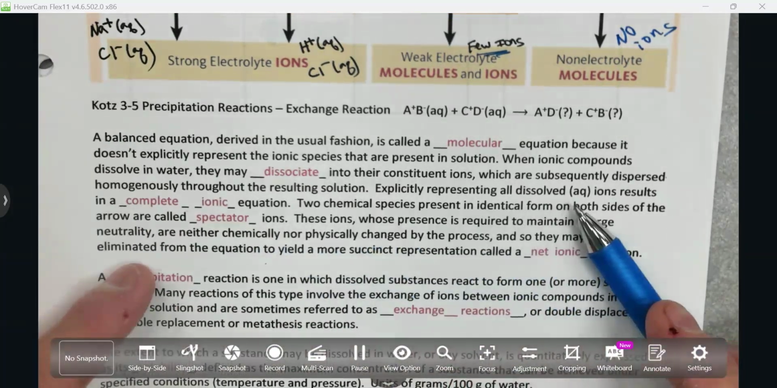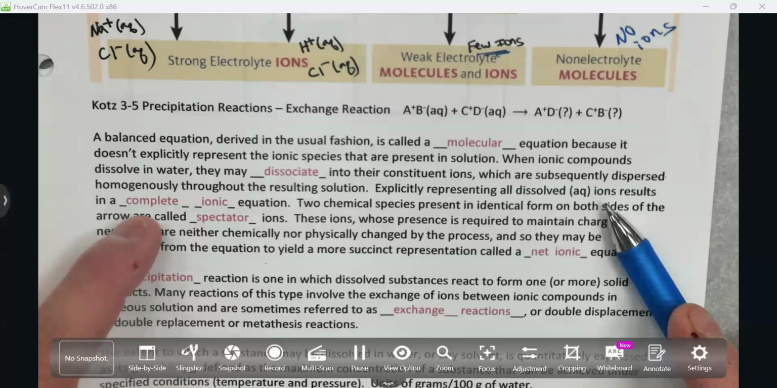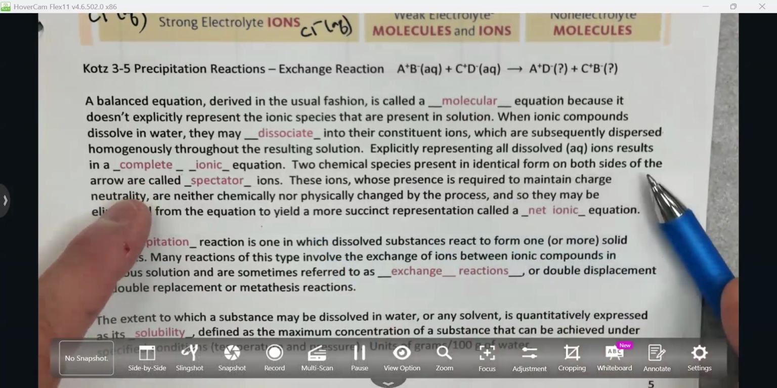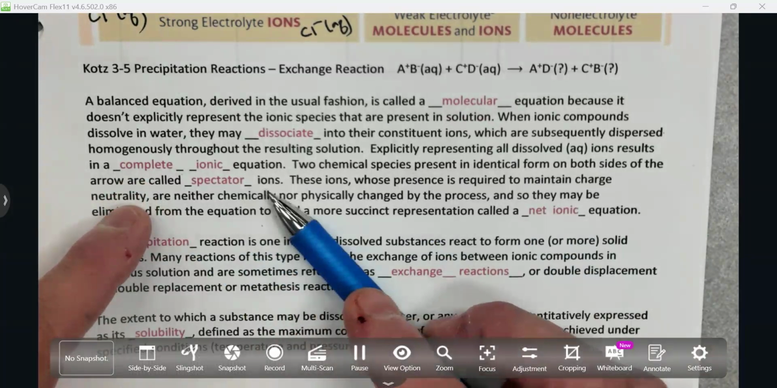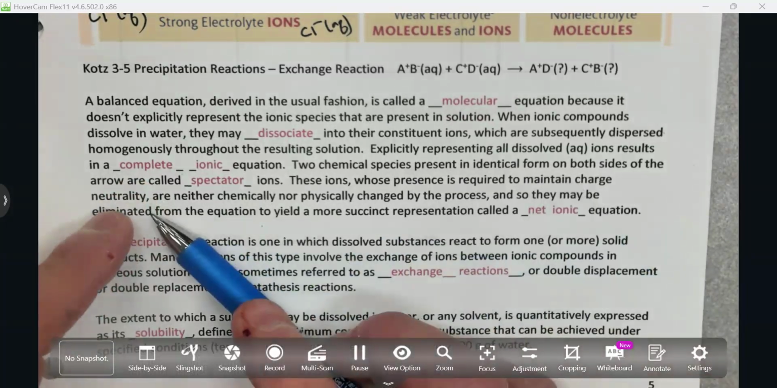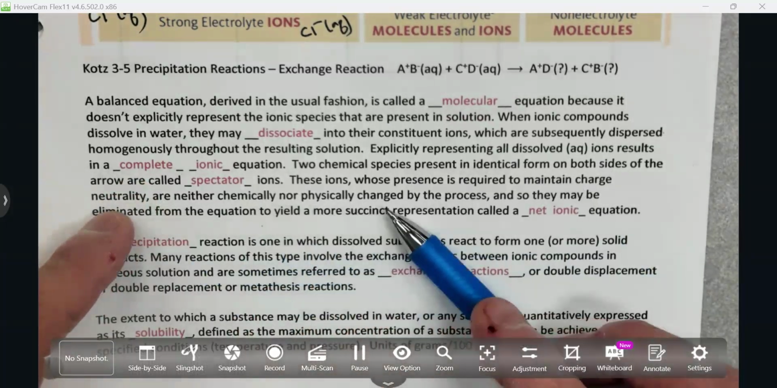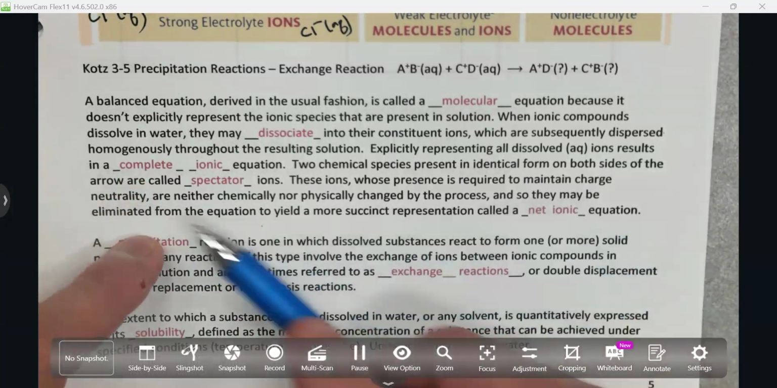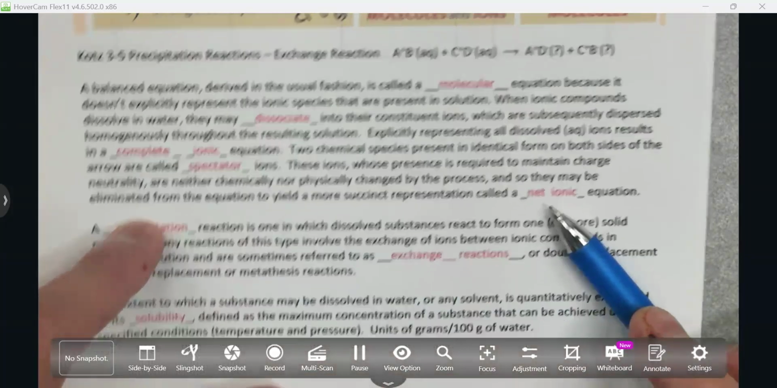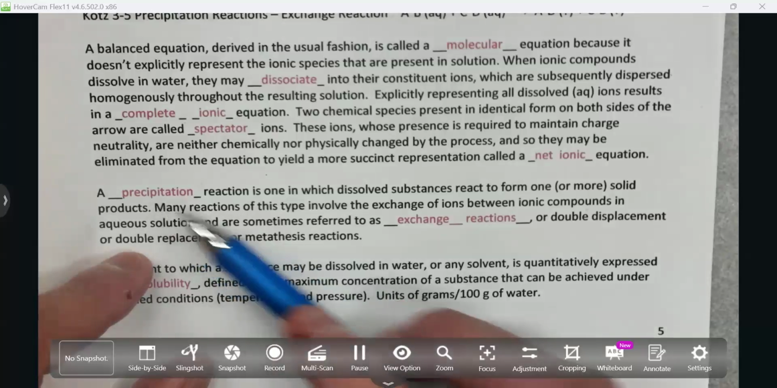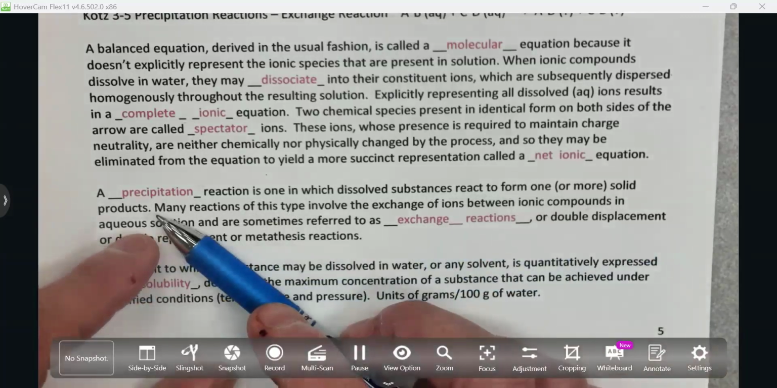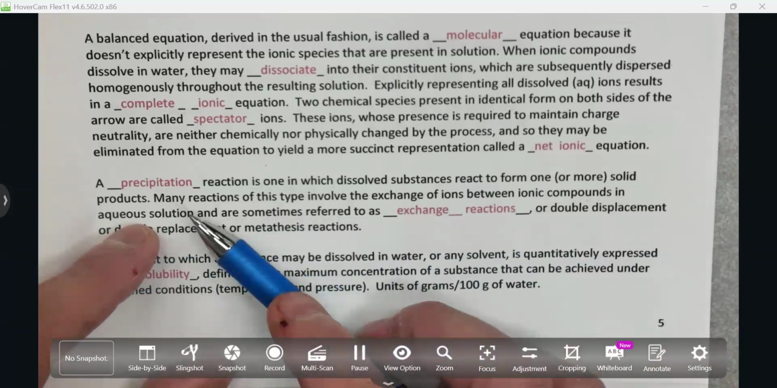Explicitly representing all dissolved aqueous ions results in a complete ionic equation. Chemical species present in identical form on both sides of the arrow are called spectator ions. These ions, whose presence is required to maintain charge neutrality, are neither chemically nor physically changed by the process. So they may be eliminated from the equation to yield a more succinct representation called a net ionic equation. A precipitate reaction is one in which dissolved substances react to form one or more solid products. One product, for our purposes.